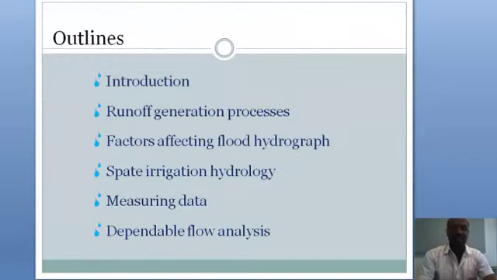The content of my presentation includes an introduction, all about what is Spate, what are hydrological processes, and also river divisions like intermittent, ephemeral, and perennial. A little bit we'll say about runoff generation processes, and also factors which affect the hydrological processes or flood hydrographs, and then Spate irrigation hydrology.